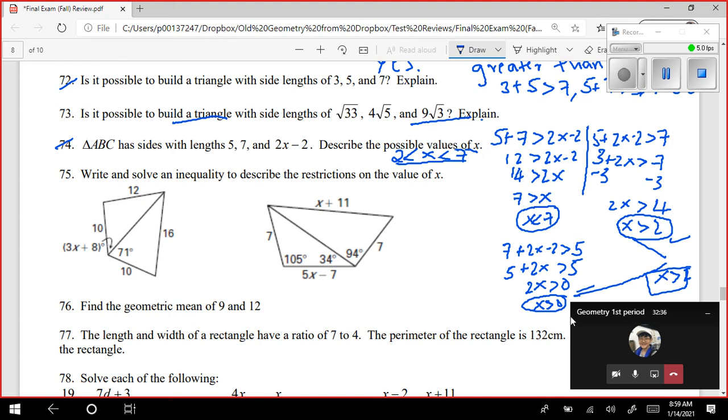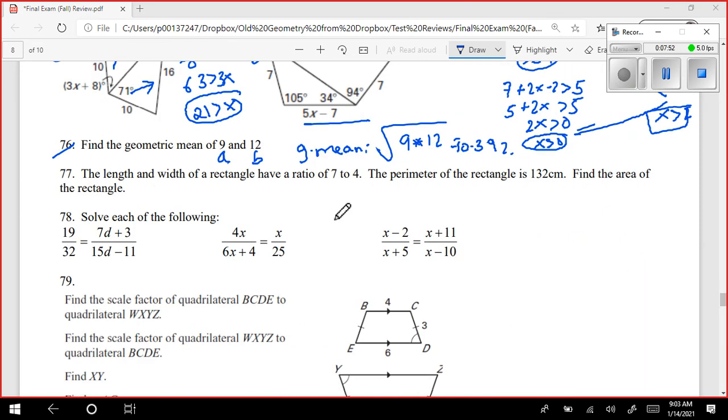If you have any questions, I'm just going to check chat and see. Okay, geometric mean is nothing but the product and then you take a square root. Geometric mean was square root of 9 times 12, which gives us 10.39. Now let's see a few more problems here.